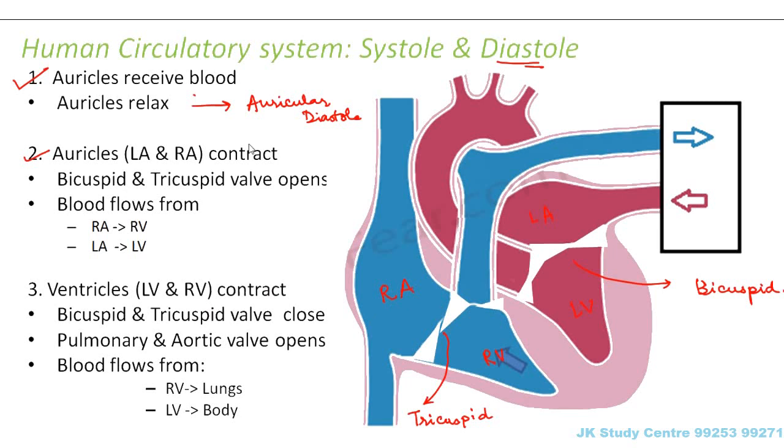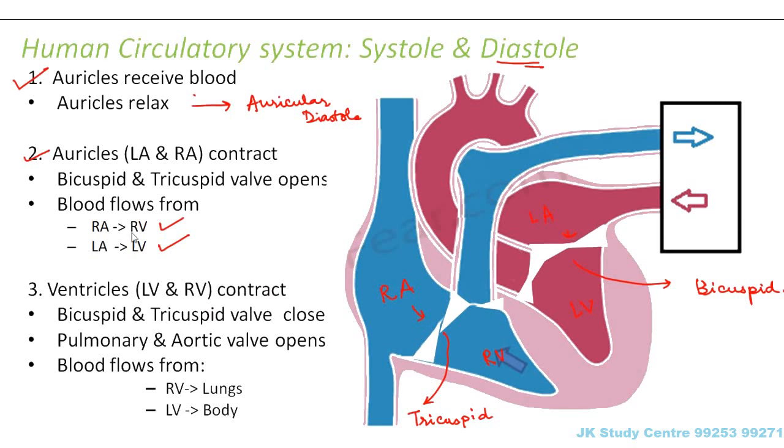Both the auricles contract, and the bicuspid and tricuspid valves open. So what happens to the blood flow? Blood flows from the right auricle to the right ventricle. Blood also flows from the left auricle to the left ventricle. So that means this blood flow will happen and this blood flow will also happen. So this is my second step.